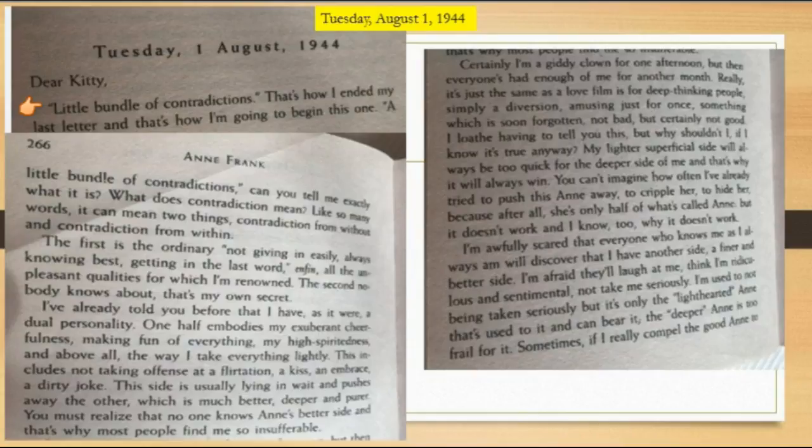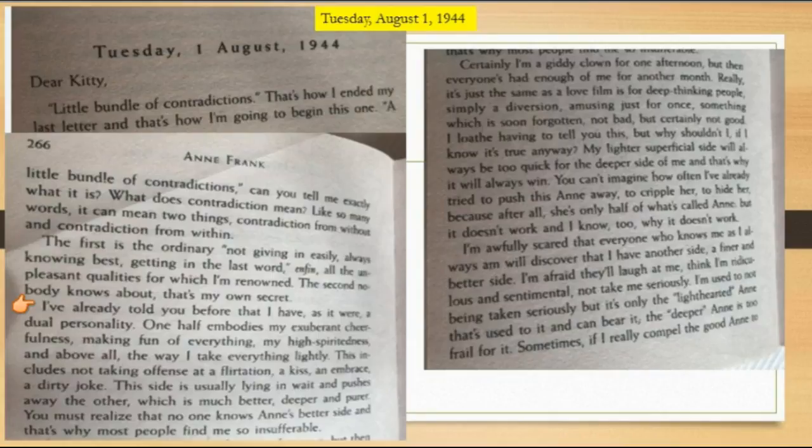Little bundle of contradictions. That's how I ended my last letter, and that's how I'm going to begin this one. A little bundle of contradictions. Can you tell me exactly what it is? What does contradiction mean? Like so many words, it can mean two things. Contradiction from without and contradiction from within. The first is the ordinary, not giving in easily, always knowing best, getting in the last word. All the unpleasant qualities for which I'm renowned. The second, nobody knows about. That's my own secret.